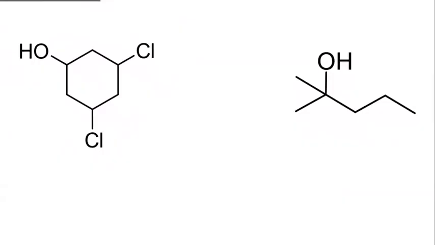If I label the molecules as A and B, determine the classification for molecule A. If you determine that this is a secondary alcohol, you are correct. Now determine the classification of molecule B. If you determine that that is known as a tertiary alcohol, you are correct.